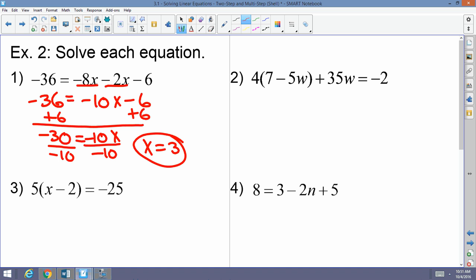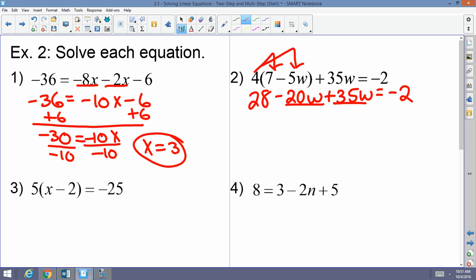Okay. Number 2, do we have a distributive property? Yeah, so we have to distribute it. Okay, y'all? We have no choice. So this is 28 minus 20w plus 35w equals negative 2. So now, can I combine like terms on both sides of the equation? You can combine the negative 20 and the 35. So what's negative 20w plus 35w? Positive 15w. Yes, sirs. Guess what? Not as bad as you probably thought. Now it's just a two-step equation. So how do I solve, y'all?